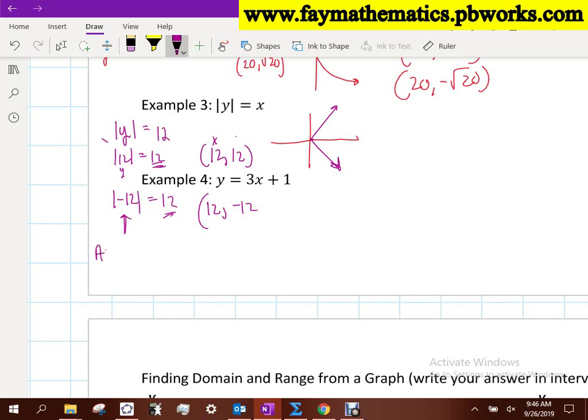Let's just write all polynomials. Let's write it this way. All polynomial functions.